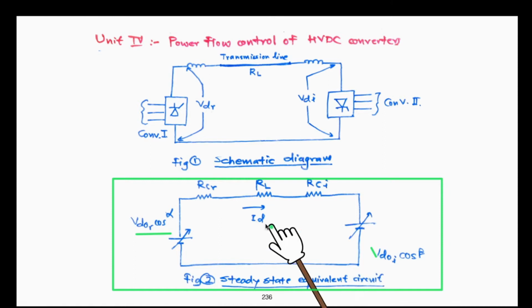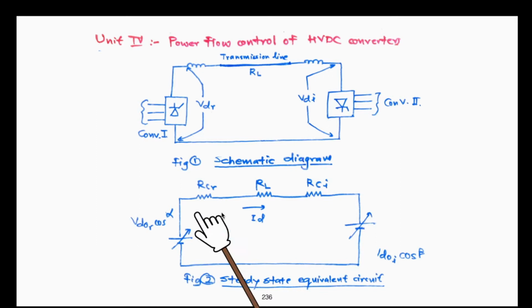Fine. Current is flowing from converter 1, right, to converter 2. Current is flowing in this particular direction, right, ID. So this acts as a source and this acts as a load. This being a DC circuit, that's why the equivalent circuit in the steady state is very simple for HVDC system transmission network, right?